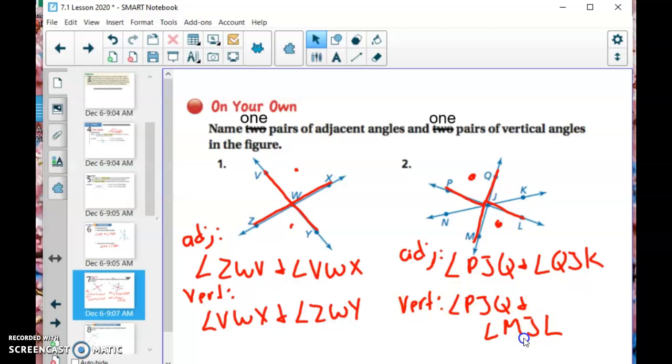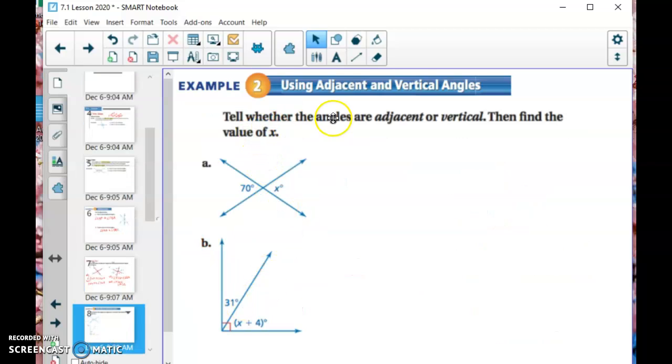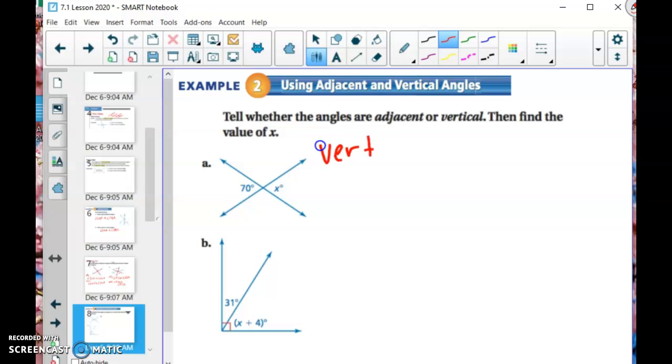If I notice you don't have J in the middle, then I know it's wrong, and I can go from there. Next up, we need to tell whether the angles are adjacent or vertical, and then find the value of x. So they're talking about these two angles here that have values in them. And I'm looking at these two angles and I'm checking, nope, they're not right next to each other, but they are opposite each other. So I would say that these two are vertical to each other, and when they're vertical to each other, that makes it extra easy because I know that x has to equal 70 degrees because both of those angles have to measure the exact same measure.